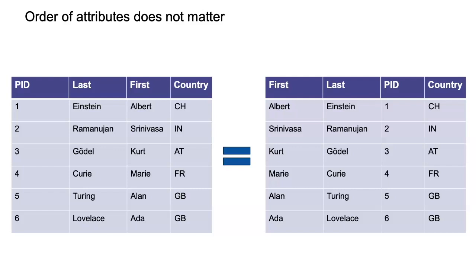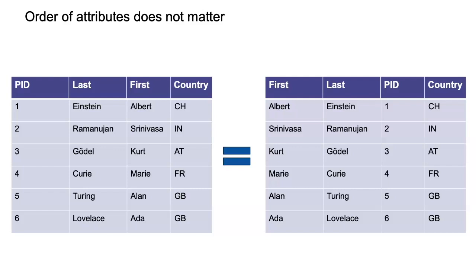The second thing we'd like to have captured by the math is that the order of the attributes, the order of the columns, should not matter. Concretely, that means that the table you have on the left and the table you have on the right are mathematically the one and same thing, although the order of the attributes is not the same.